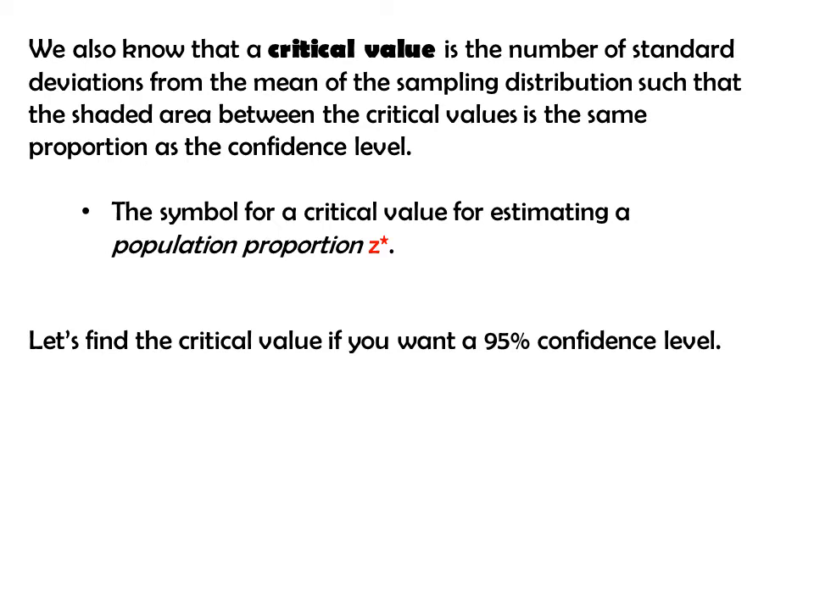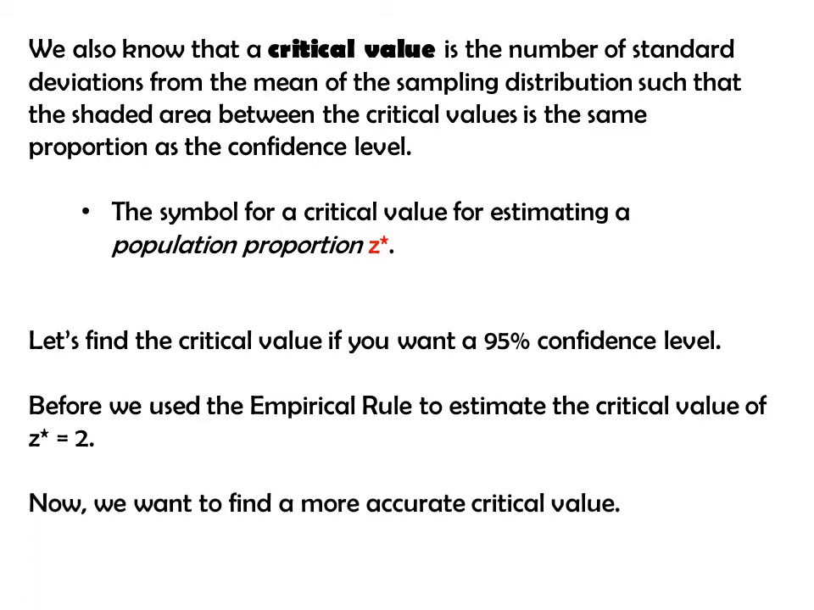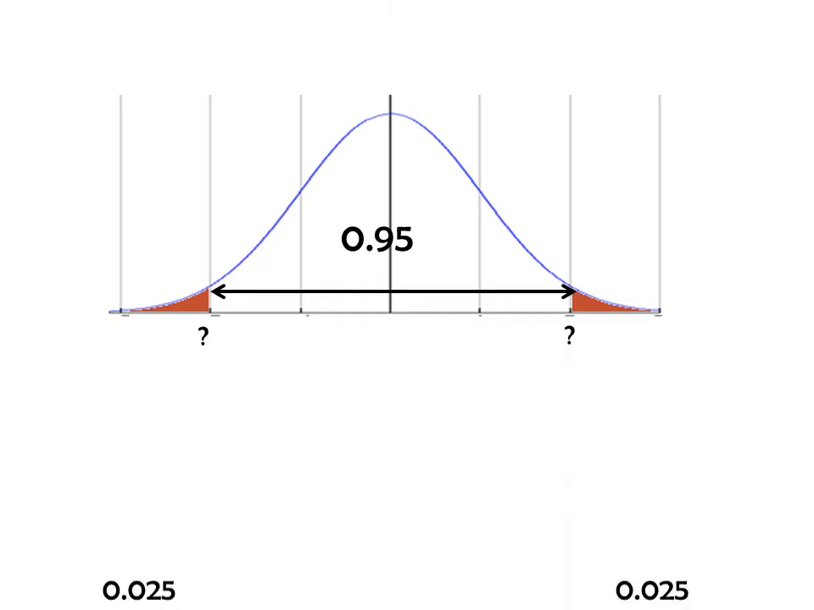Let's find the critical value if you want a 95% confidence level. Before, we used the empirical rule to estimate the critical value of z being 2. Now we want to find a more accurate critical value. Since we're looking for a 95% confidence level, imagine the 95% is shaded between the two critical values. That means that there's 5% left over. Since it's symmetric, we know that each side of the 95% has an equal area, so on either side is 0.025.